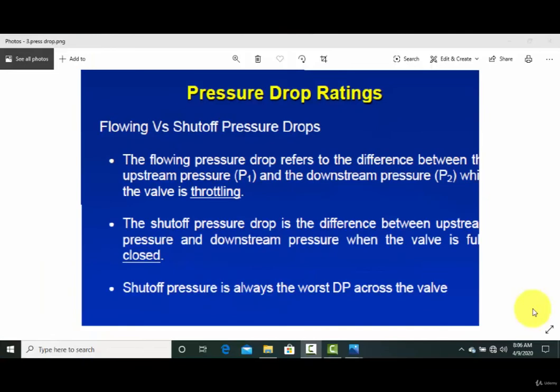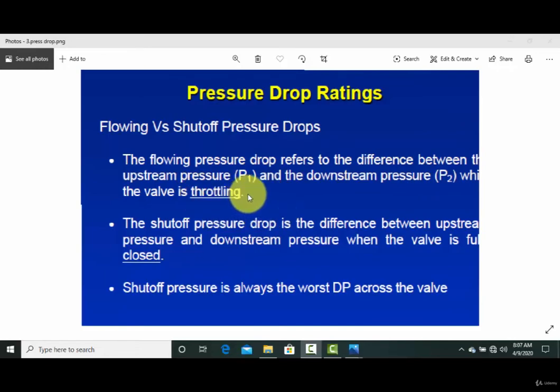Now in this slide we will discuss the pressure drop ratings. There are flowing conditions and shut-off conditions. Flowing conditions means there is a minimum flow, a normal flow, and a maximum flow. Shut-off pressure means the valve is fully closed, fully shut. That is the extreme condition, the shut-off pressure drop. So what is the pressure drop in different conditions? Like any flow element, across a control valve, as flow changes, differential pressure also changes. The flowing pressure drop refers to the difference between the upstream pressure P1 and the downstream pressure P2 while the valve is throttling.